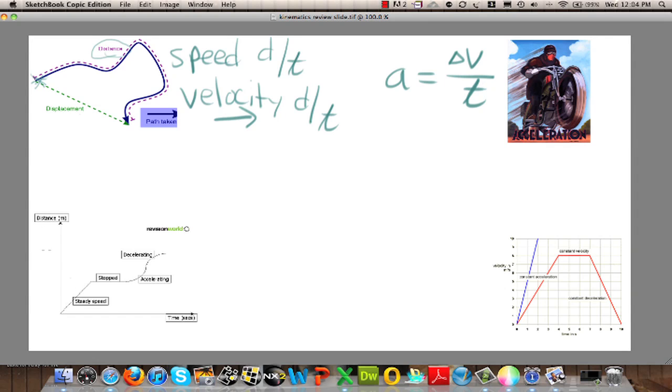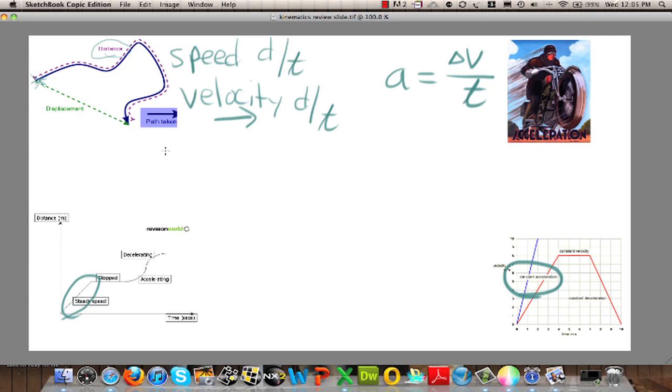Just to review a little bit about the graphing and what it can tell from motion, distance time graph, the slope gives you speed or velocity. The slope of any distance time graph gives you speed or velocity. The velocity time graph, the slope of any velocity time graph gives you acceleration. So it's a visual representation of what you are doing.